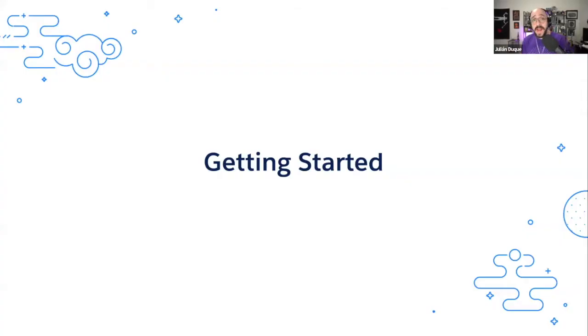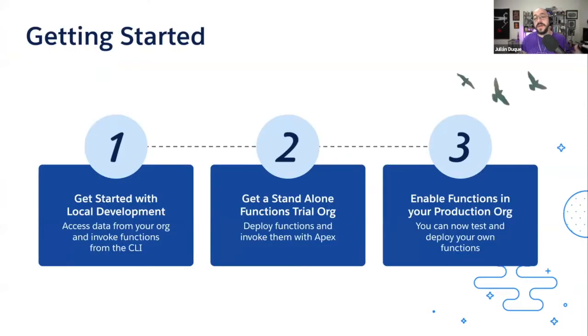So now, how can I get started with functions today? First, you can get started with the local development experience. With the local developer experience, you can access data from your org, you can invoke functions from the CLI, and you can start writing functions today without having a functions license, without spending money. You can use your developer org to use functions today. The only thing you cannot do is deploy a function to a compute environment.